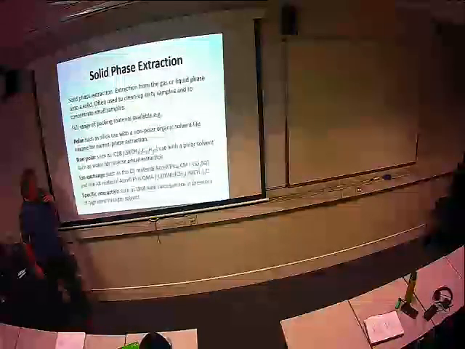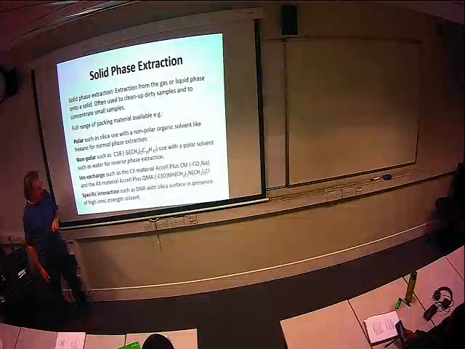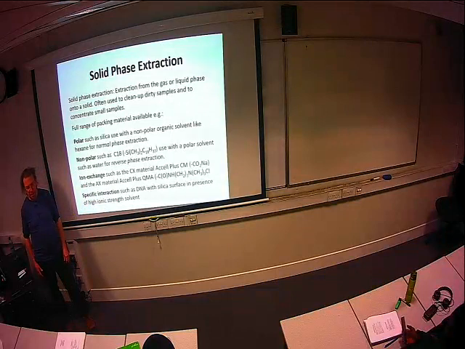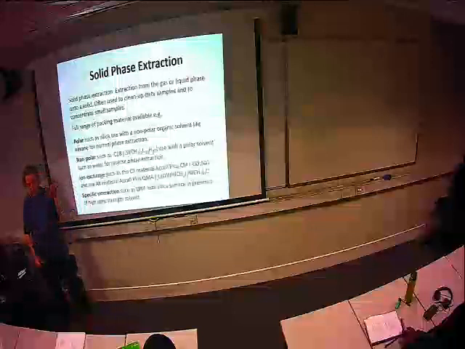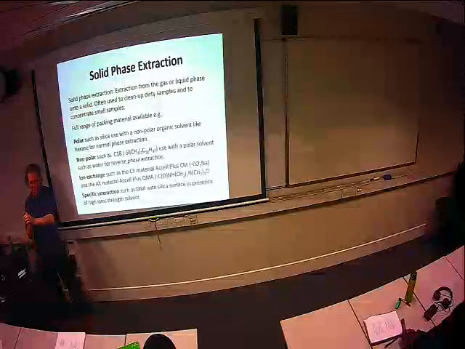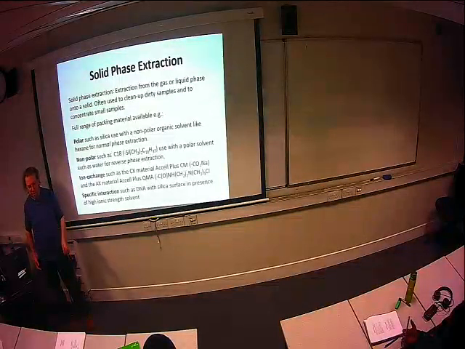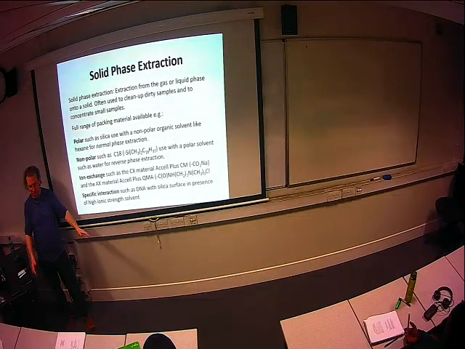You can have more specific interactions. If you've done any protein purification using affinity tags, where you have a very specific binding group which will bind to a specific sequence on your protein, that's effectively a solid phase extraction method, where you've got your column which has the complementary binding group, and only the protein which has that particular sequence will bind to the column. Everything else just washes through.